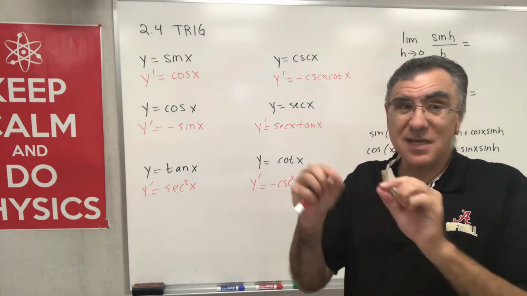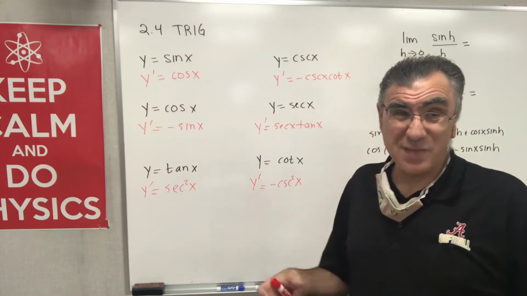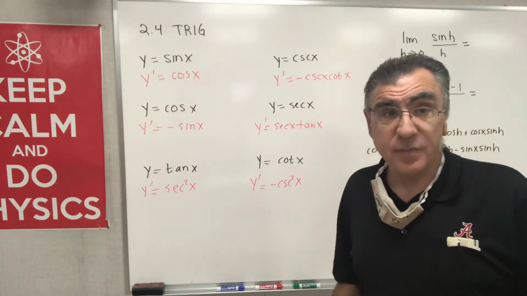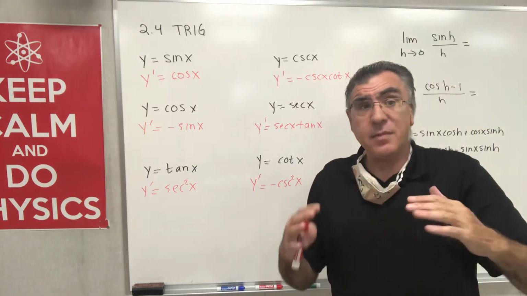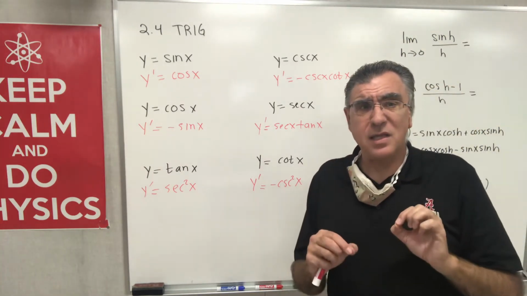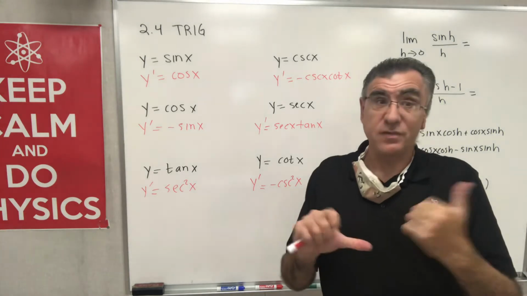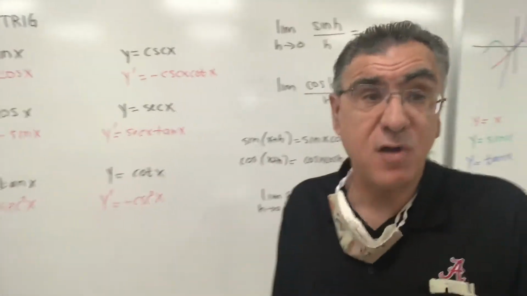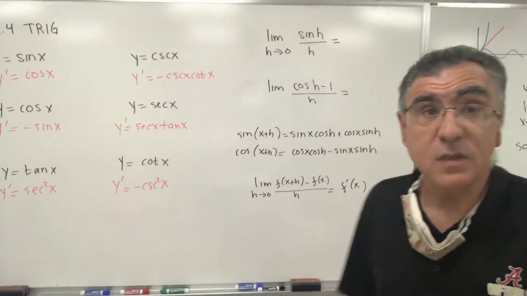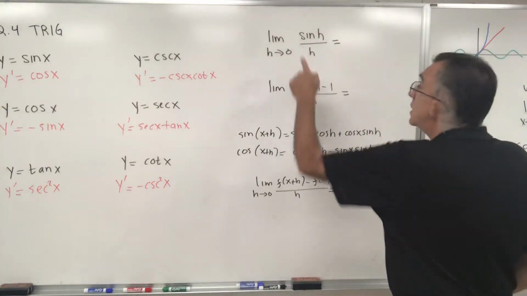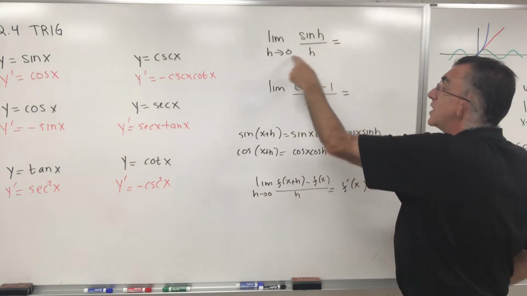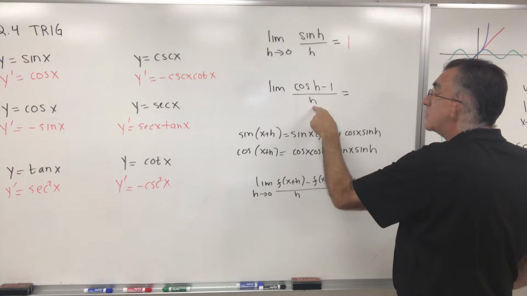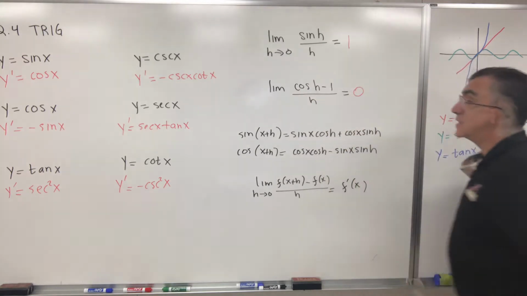And there are some things you do need to know beyond this in terms of why this comes about and all that, and we're going to talk about that a little bit. Now, right now I'm going to outline some of the things we need to know for the proof. Okay. Now, for the proof, there's going to be a couple limits that we haven't talked about that we need to know. Okay. We need to know that the limit of sine h over h is 1, and the limit of cosine h minus 1 over h is 0.